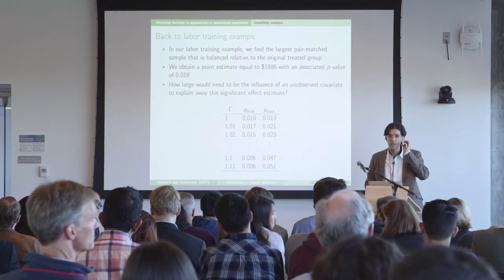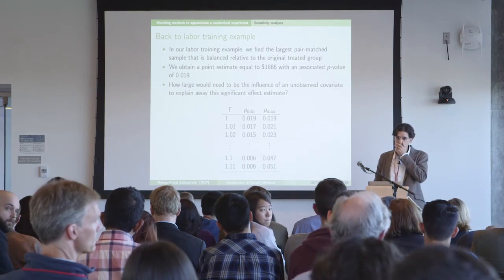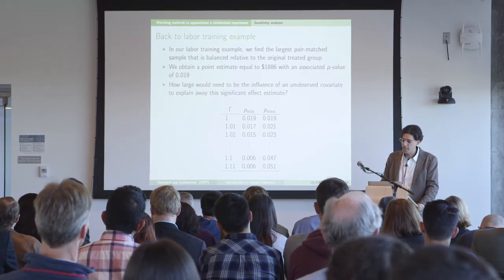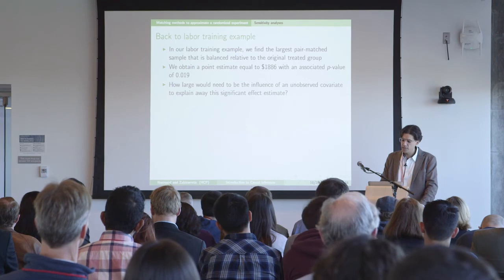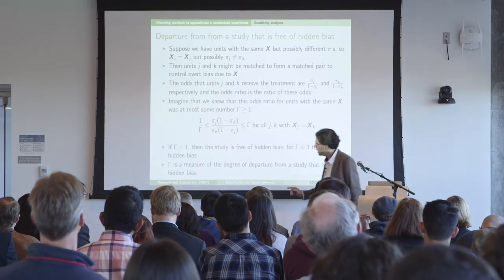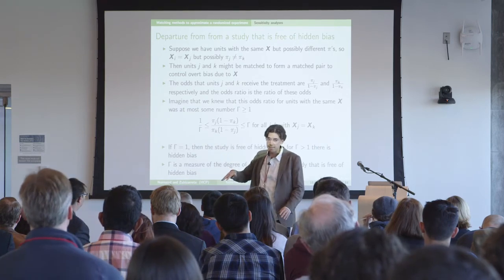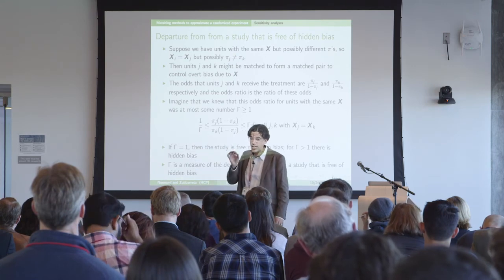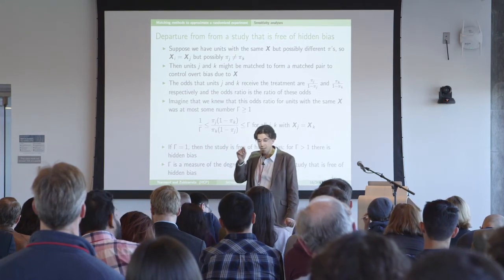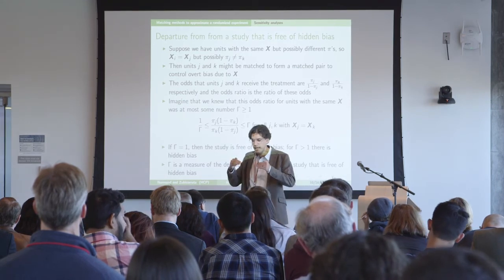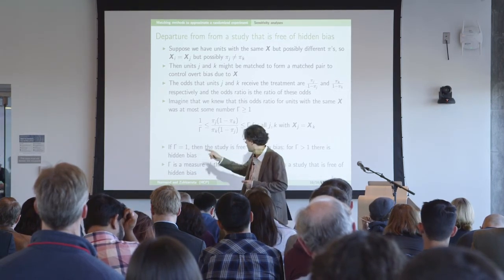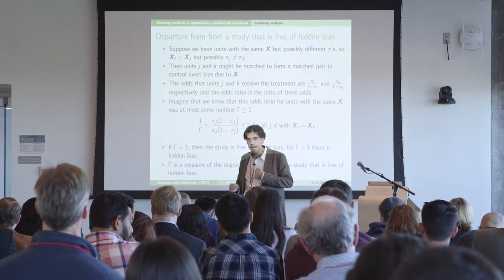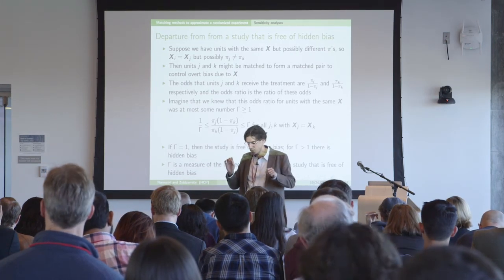Yes? Covariates are unobserved. How do you compute gamma? Yeah, the question is, if the covariates are unobserved, how do you compute gamma? The way it goes is as follows. For different values of gamma that you give me, I compute the extreme case p-values. And the critical value of gamma is the one at which your findings cease to be statistically significant for both cases. So you're not computing gamma. You give me gamma, and I give you the extreme cases of the p-value.